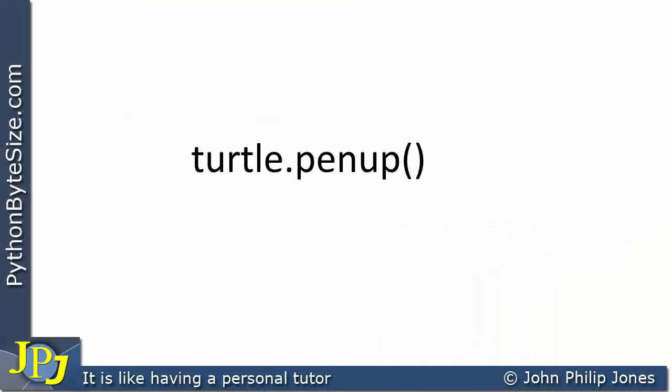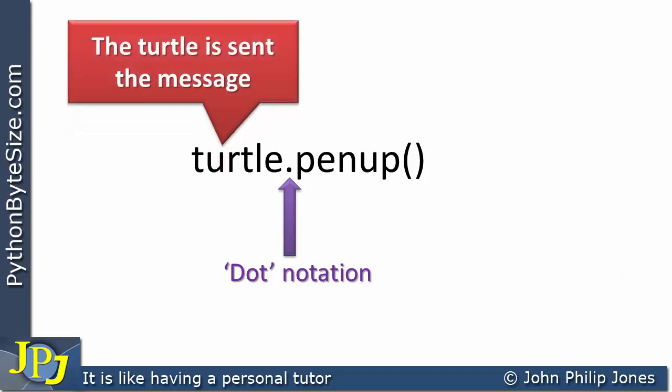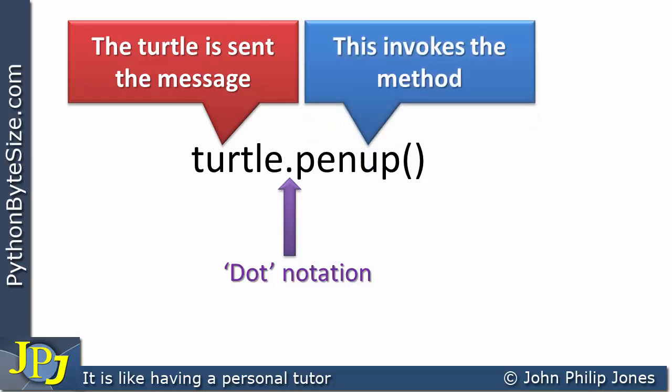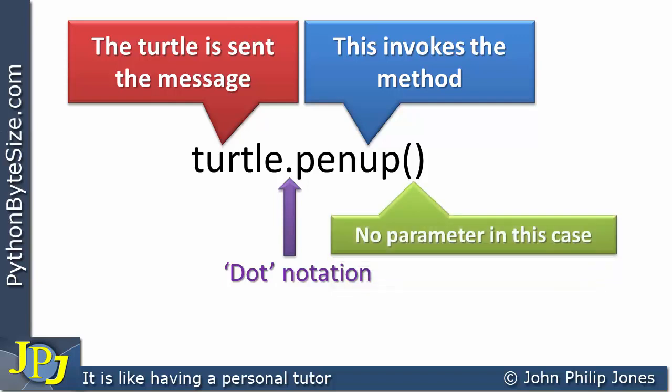Here is another program statement that's appeared in the code we've looked at, and we can consider this as a message, and we can see that because here we have the dot notation, and the turtle is sent the message, and this invokes the method associated with the turtle. And of course, if you look here, there are no parameters sent with the pen up. The pen up simply means that the turtle has lifted its tail up or withdrawn its pen, depending on how you like to think of it.